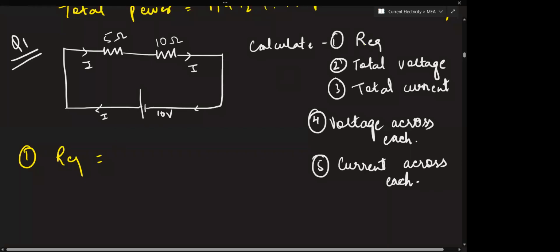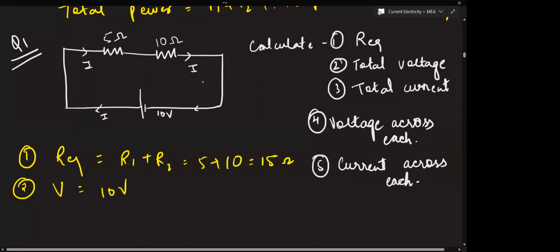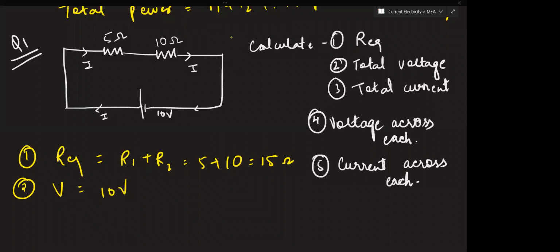Let's discuss the first part first. R equivalent will be simply R1 plus R2. So that is 5 plus 10, that gives 15. Voltage means total voltage that is given, 10 volt in the circuit that is given. Yes, 2 will be 10 volt. Fifth part, yes, all the parts are correct.